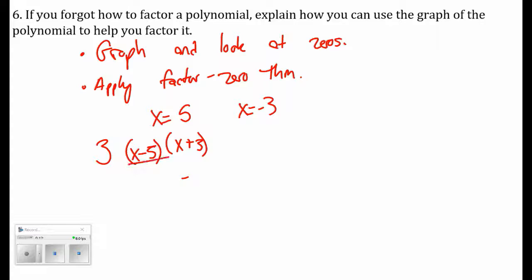So it's not a fail-proof way, but it's a good way to check your work: graph the polynomial and see, do my zeros match the zeros that I would get from my factors? So it's a powerful tool to say, wait a minute, if I graph this, I see that x equals negative 3 is a 0, which means that x plus 3 is a factor. So it's using the factor zero theorem with your calculator doing most of the work.